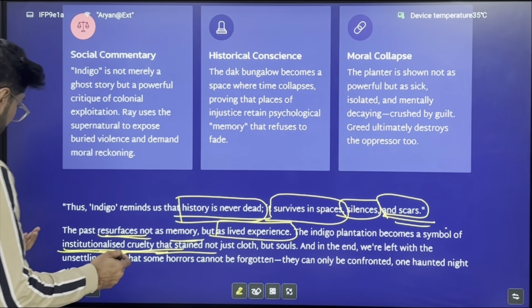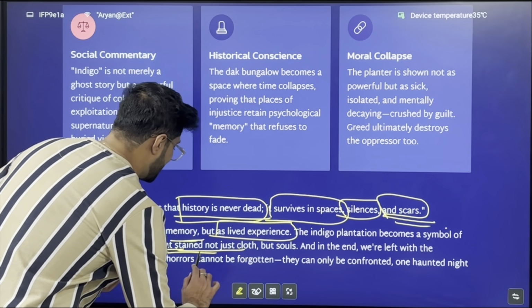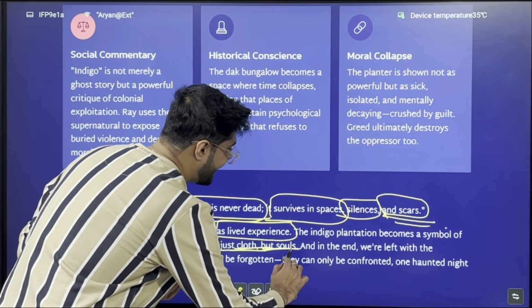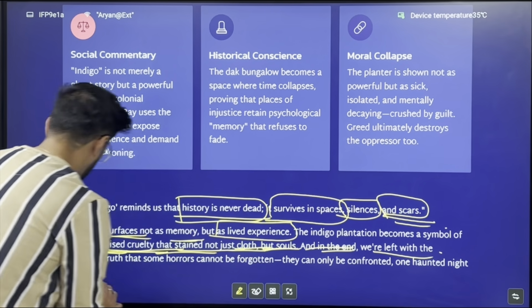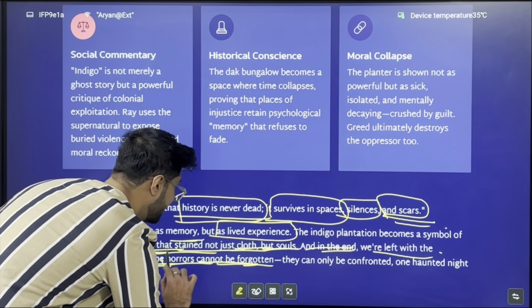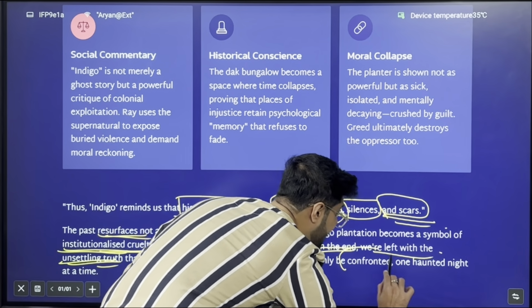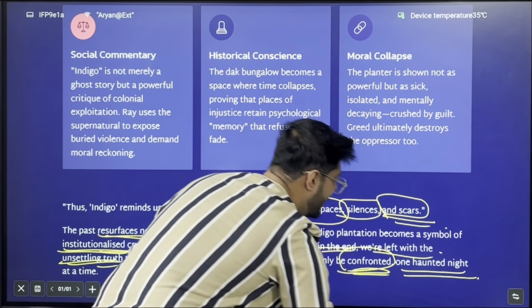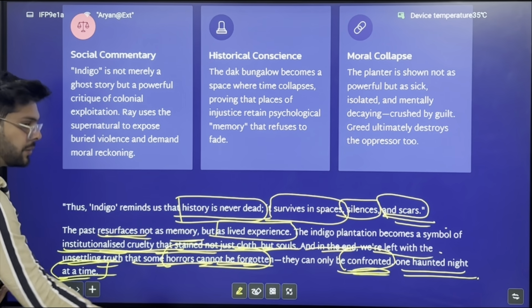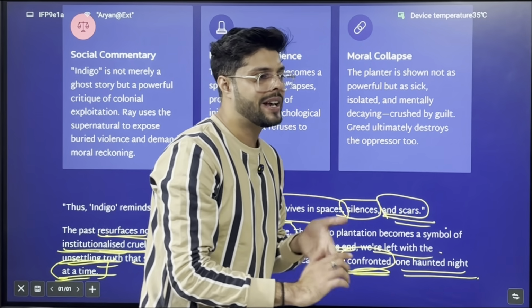So institutionalized cruelty that stained not just cloth but soul. And in the end, we are left with the unsettling truth that some horrors cannot be forgotten. They can only be confronted one haunted night at a time. Okay? And with this, we come to the end of Indigo by Satyajit Ray.